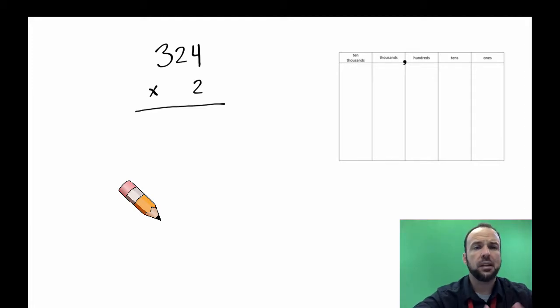So let's go ahead and get started and do some multiplication. Make sure you have something to write on and something to write with. If you have a place value chart, that could help as well, but if not, you can always just sketch one out on your paper. Once you're ready to go, just click play and we'll keep going.